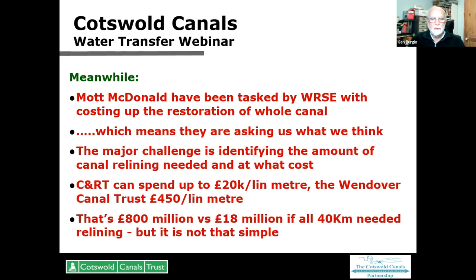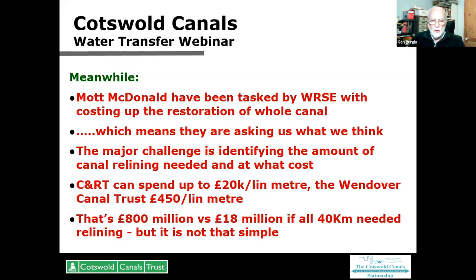And the big thing that's cropping up is, okay, what is it going to take to make the eastern and summit level of the canal watertight? That is a question that we've not really looked at in a great deal of depth before. To give you an idea of some of the problems, CMRT can spend up to £20,000 a linear metre. That's what a bit on the Swansea Canal is costing. Now, the Wendover Canal Trust, using volunteers, is spending £450 a linear metre.